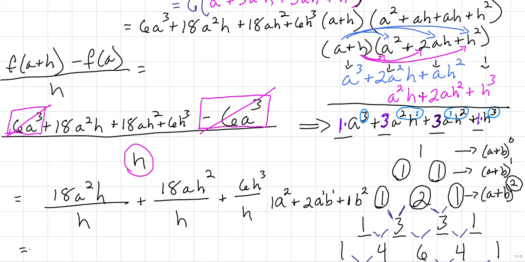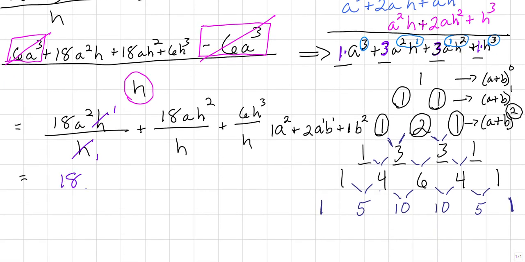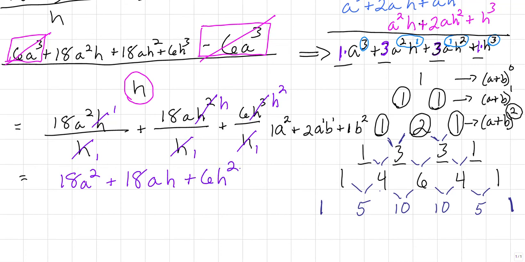And that's going to be equal to the following. This h will divide into itself and into that, and I'll be left with 18a squared. This h divides into itself, but there's 2 of them here, so that's going to leave me with an h, so I have plus 18ah. And in here, h divides into itself once. And up here I have 3 of them, so now I'm left with h squared, and I have plus 6h squared. And that's your difference quotient.